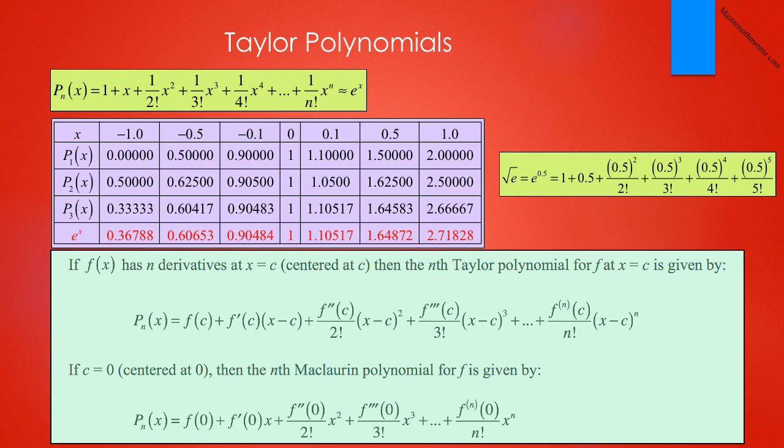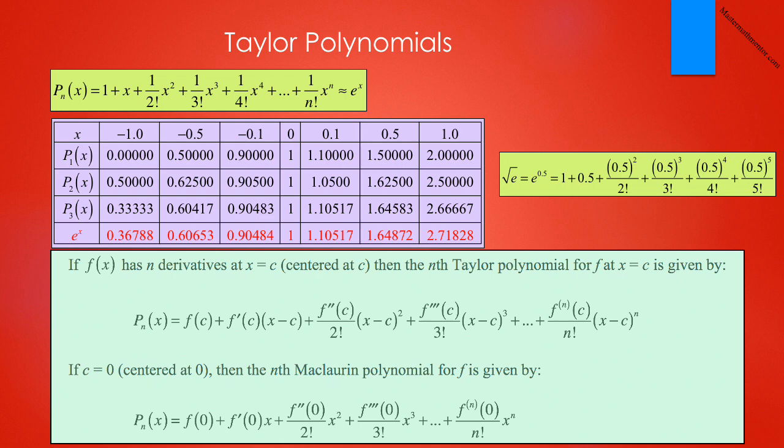If f of x has n derivatives at x is equal to c, where we say centered at c, then the nth Taylor polynomial for f at x is equal to c is given by P_n of x is equal to f of c plus f prime of c times the quantity x minus c plus f double prime of c over 2 factorial times x minus c quantity squared plus f triple prime of c over 3 factorial times the quantity x minus c quantity cubed plus ... plus the nth derivative at c over n factorial times x minus c to the nth power.